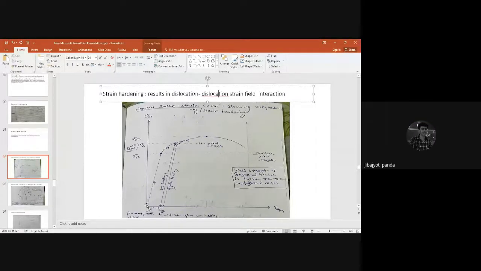Sir, first we take the material to the plastic region and we unload it. So then after some time we again take it to the plastic region, so we can see an increase in yield strength of the material. Very good, very good. Okay, fine. Yuvarati is absolutely right. So that means, yes.